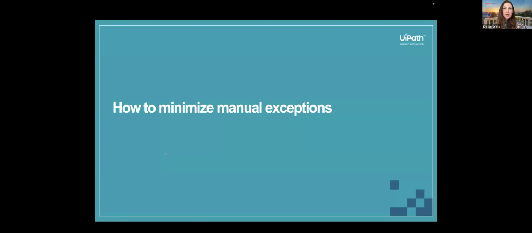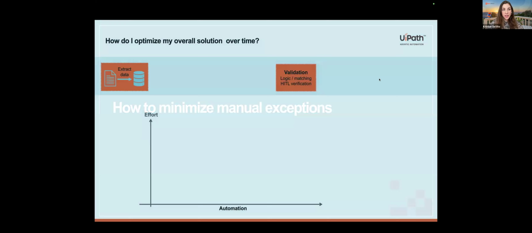So hopefully you guys are understanding the importance of human in the loop and how it fits into an overall solution. But we still want to be mindful of minimizing those manual exceptions because ultimately average handling time is something that we are tracking against and is an important KPI.